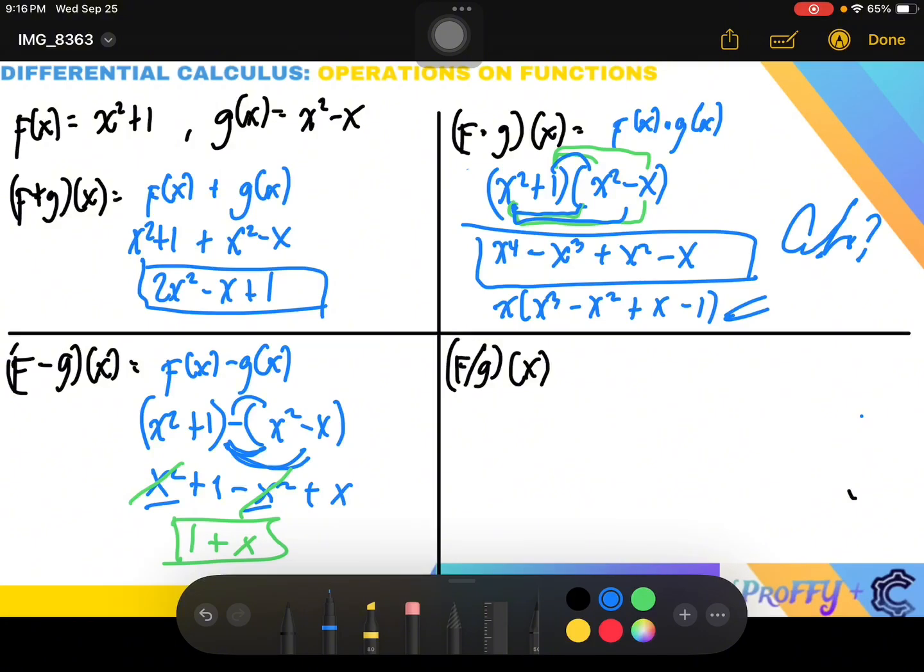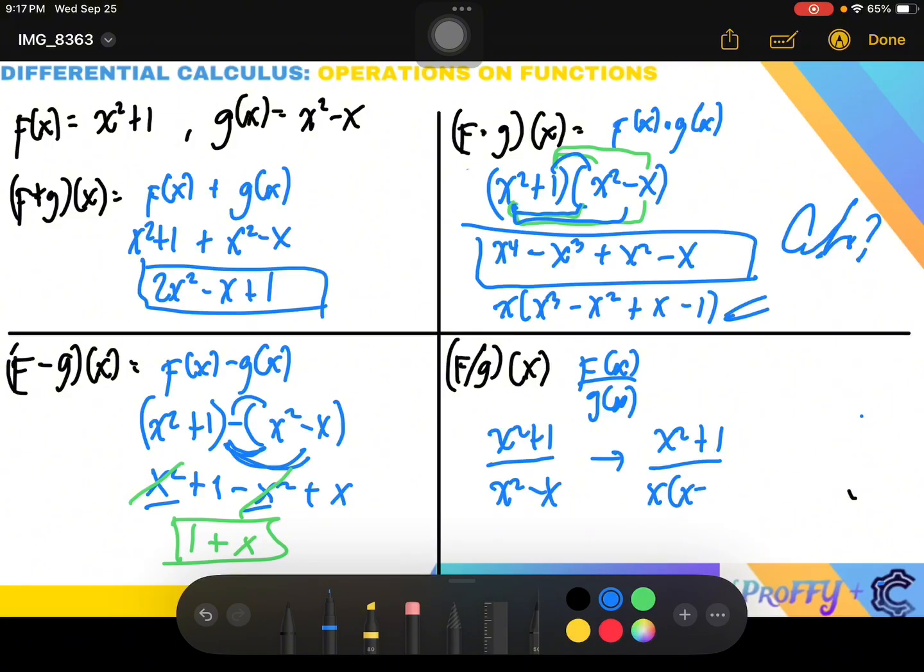So next, let's proceed for our division, which is f of x over g of x. So what is the f of x? X squared plus 1. And then the g of x is x squared minus x, diba guys? Gets? So pag inayos natin yan, x squared plus 1 over x times x minus 1. Factor out the x, then kapag sinubstitute mo yan, makukuha mo lang to. Gets?